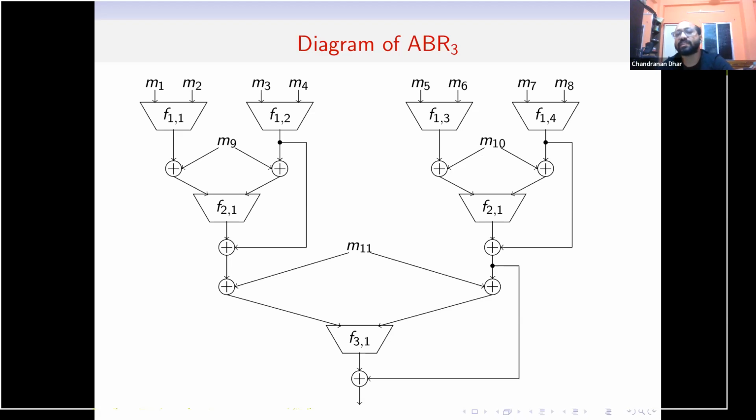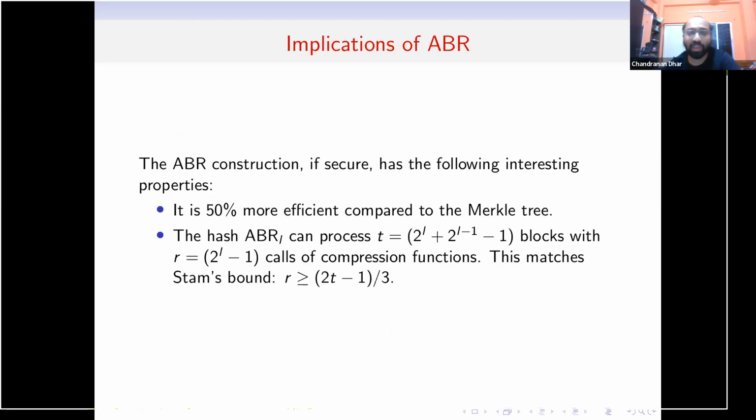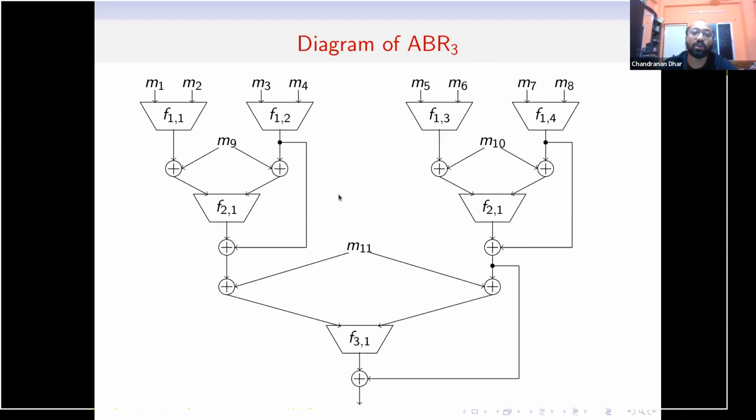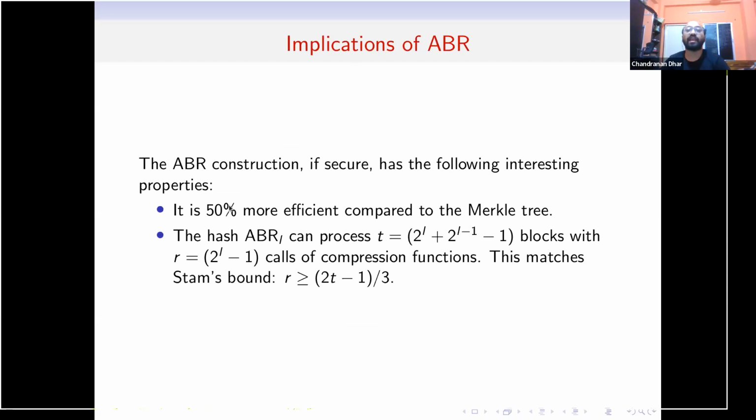The ABR tree is an interesting construction. Why? First of all, we can see that it is 50% more efficient as compared to the Merkle tree. This is because of all the message blocks that we are introducing in the non-leaf nodes. But also, if the ABR construction is found to be collision resistant, then it matches the much coveted Stam's bound, which is an open problem for a general construction since Crypto 2008.